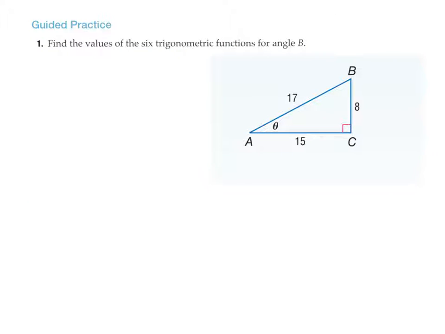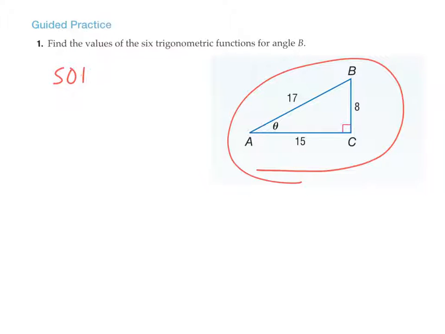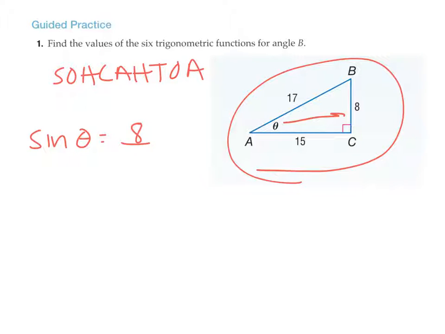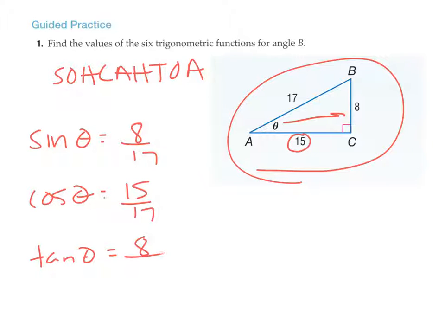So we're going to do that again with this triangle, and I'm going to go ahead and write SOH CAH TOA just as a reference. So we're going to find sine of theta, and sine of theta is opposite over hypotenuse. The cosine of theta is adjacent, so adjacent over hypotenuse. And tangent is opposite, so tangent of that is 8 over 15. And so there's our answer.